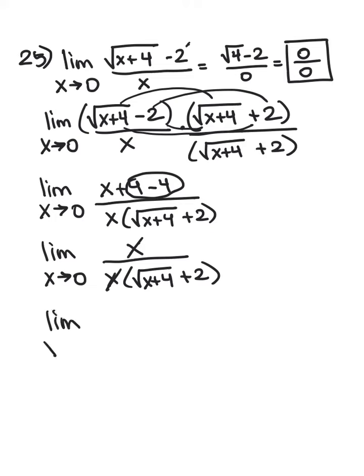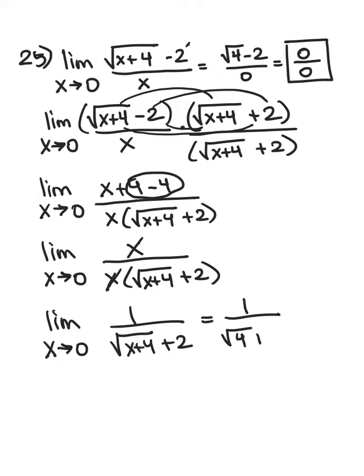So notice how I've rewritten this expression, and I have 1 over the square root of x plus 4 plus 2. Well, now let's substitute 0 in and see if we get a value for this limit. So I'm going to have 1 over the square root of 4 plus 2. So it's 1 over 2 plus 2. Oh, so actually the limit is 1/4. So from the left to the right, the function will approach 1/4.